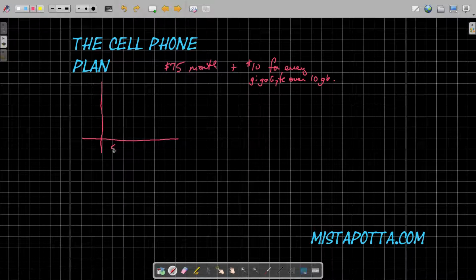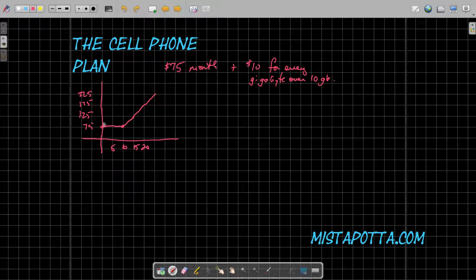So if I wanted to look at what this looked like on a graph, I know that if I'm at 5 gigabytes, 10 gigabytes, 15 gigabytes, 20 gigabytes, this graph is going to start at 75, and it's going to stay at 75 until I hit 10 gigabytes, and then it's going to go up $10 for every gigabyte over 10. So that's going to go up, that's 5 gigabytes, that would be $50, that's $125. And then it's going to go up some more, so that's $175, and then it's going to keep going up some more, and that's going to be $225.